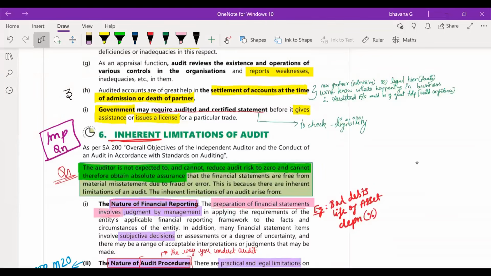Last advantage is that it gives assistance on government issues. So what happens is sometimes there are government.